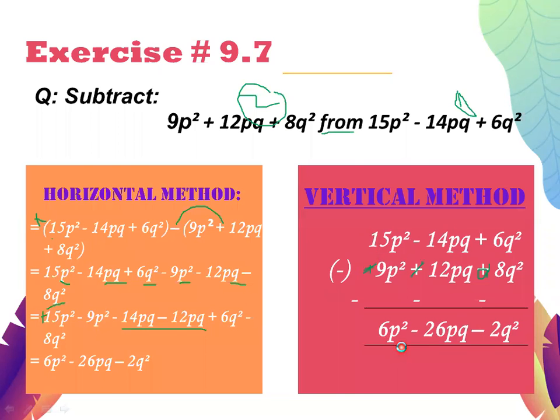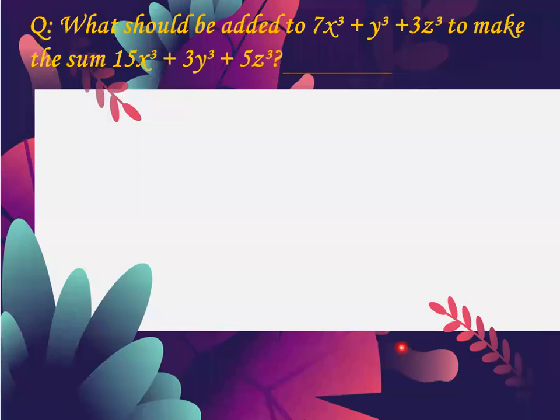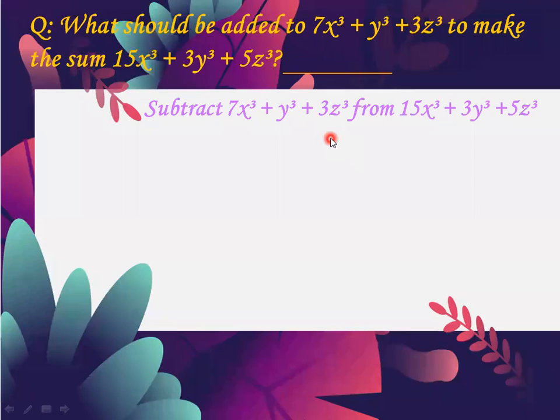Now let's take another example for this word problem, okay. What should be added to this expression so that to make the sum of this one, okay, what you have to add? This one, okay, what you are going to add it. So for this, what you will write? Subtract.